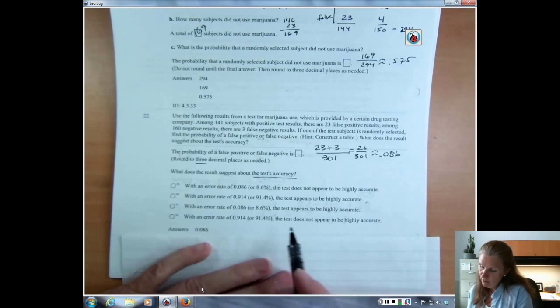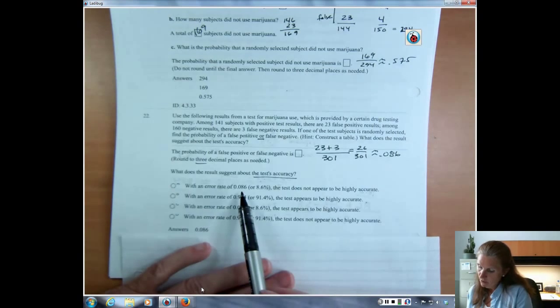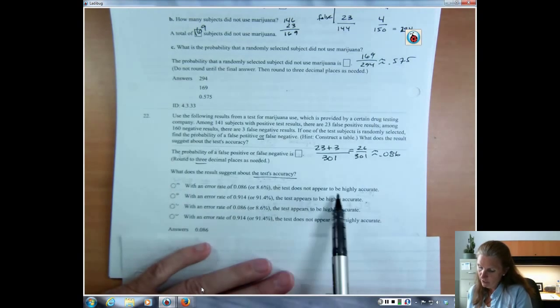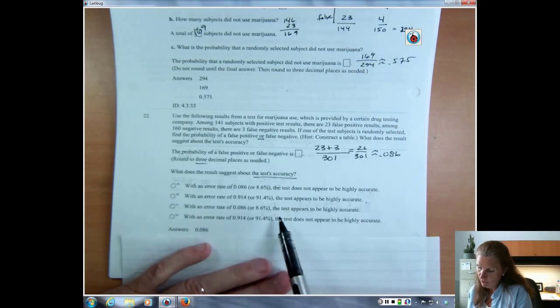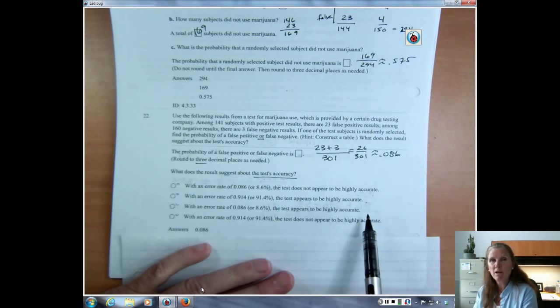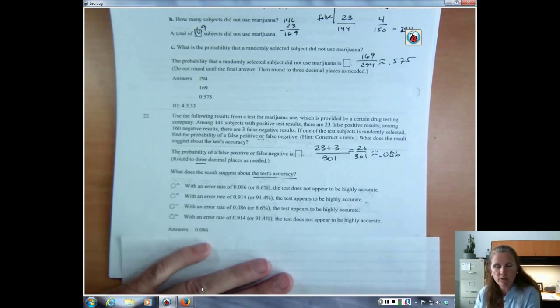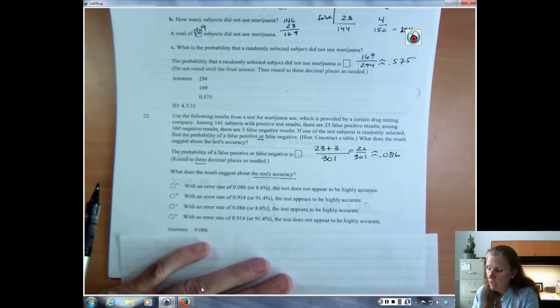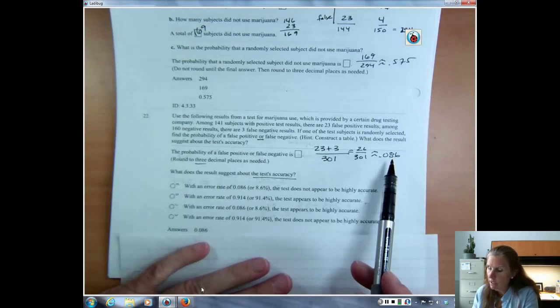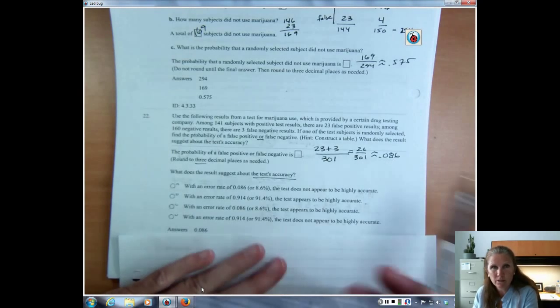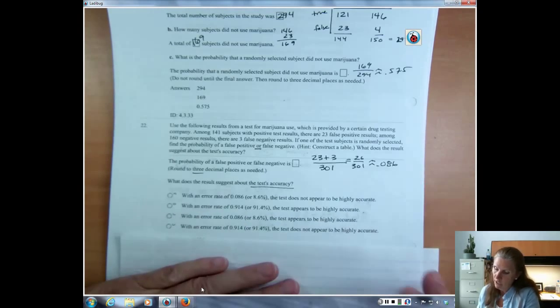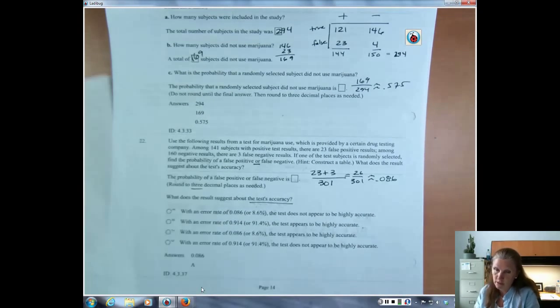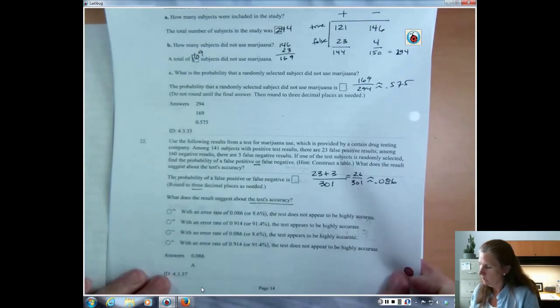And with an error rate of 0.086, the test does not appear to be highly accurate, or it does appear to be highly accurate. We're talking about 5% as our cutoff. If it's wrong more than 5% of the time, I don't like it. This is not good. This means that 9 out of 100 people are going to be falsely tested. That's not that accurate. So I would say not a good test. I'll let you answer that one on your own.